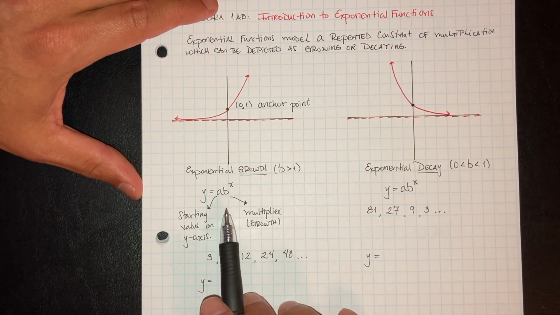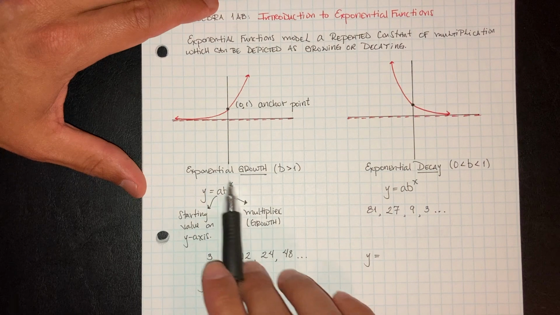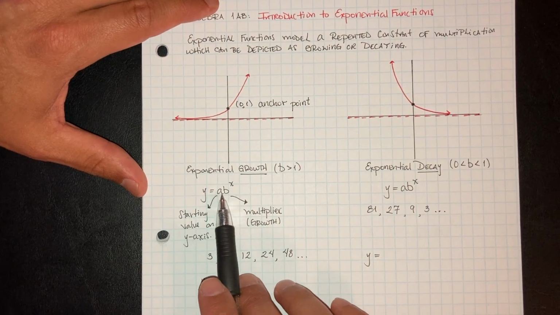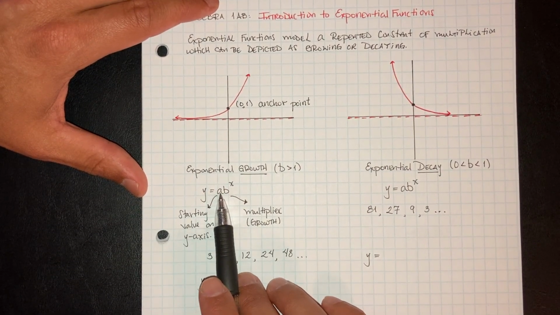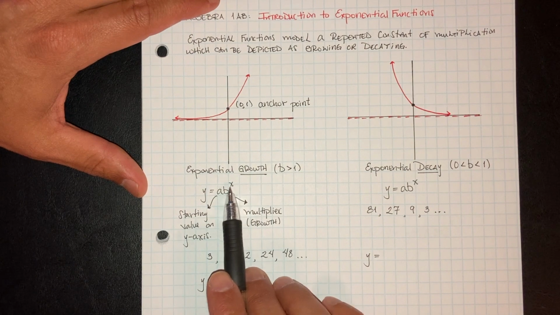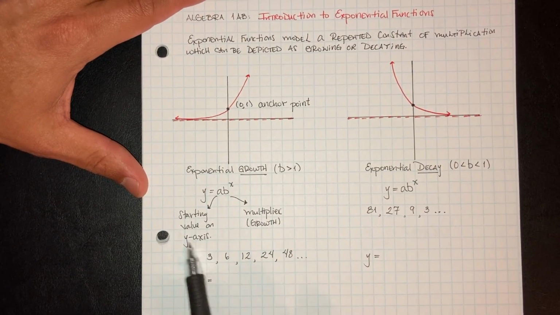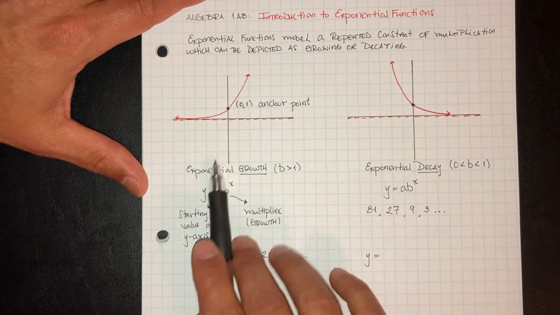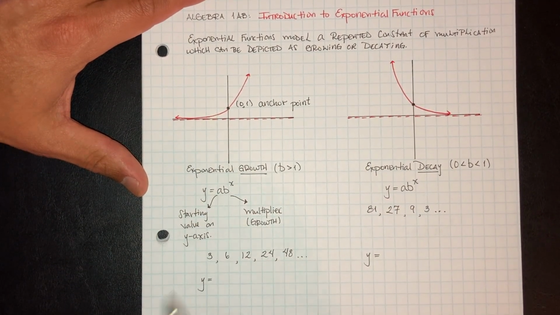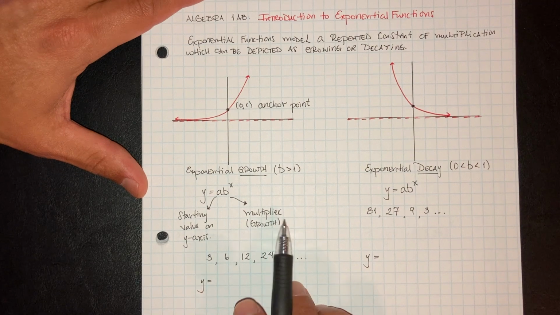So, the other thing, guys, is exponential growth is written like this: y equals a b to the x. Okay, so a times b to the power of x. So, a is what we call our starting value, and that's going to be on the y-axis. And then b is our growth factor, our multiplier, okay?